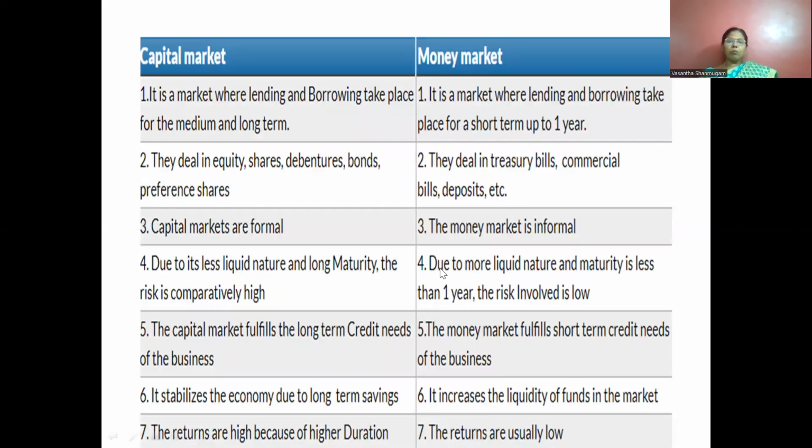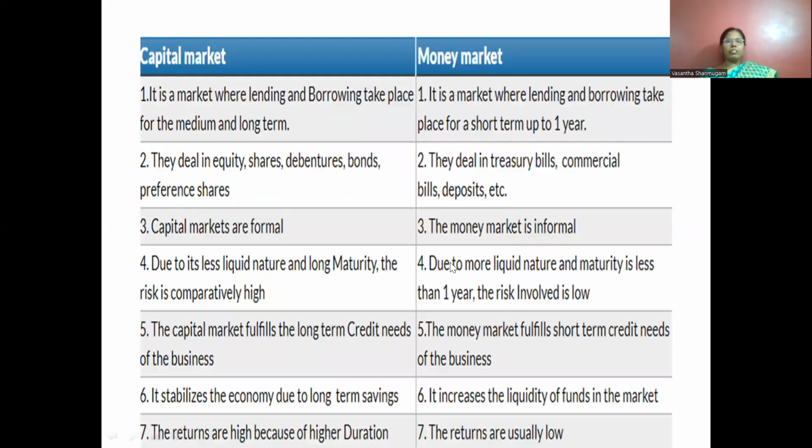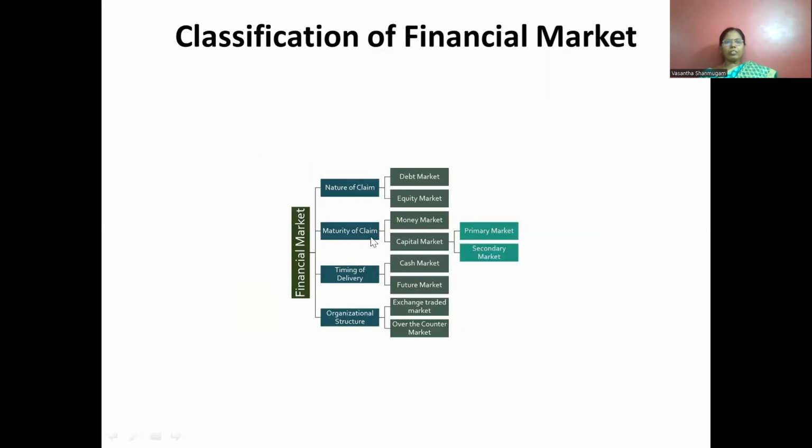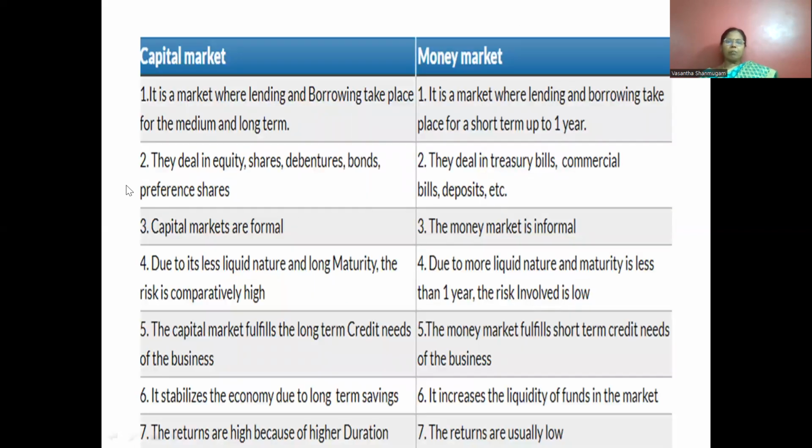Next, we'll see the important differences between the capital market and the money market. Here, one of the important things is the maturity of the instrument. It's divided into money market and capital market. Capital market is divided into primary market and secondary market. That we will see. Capital market, money market: what is it? Simple.